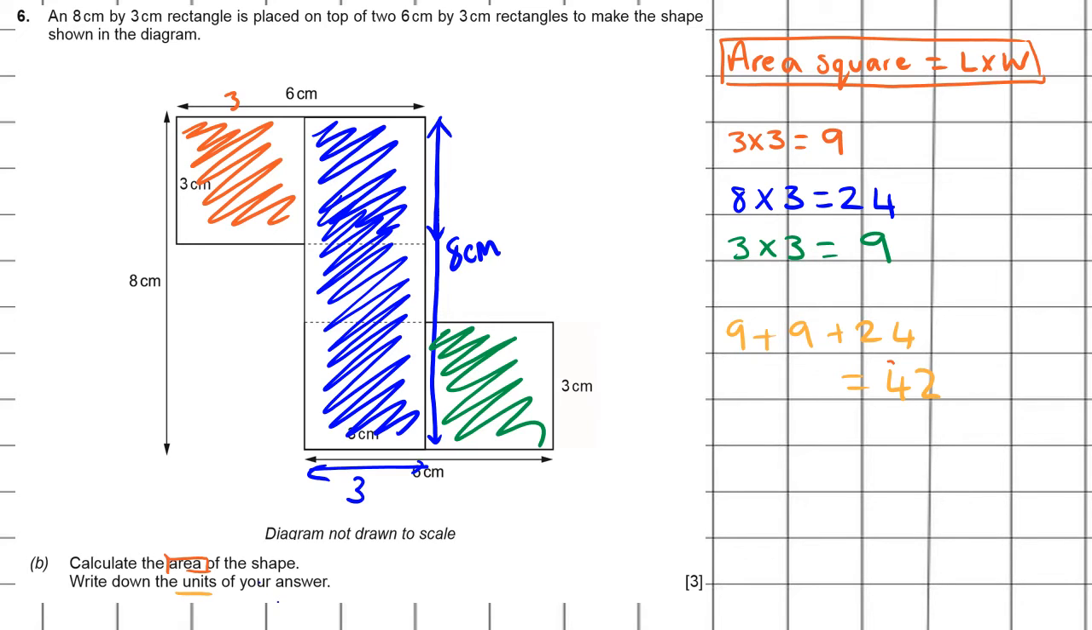Okay, now the units. Just remember to read all the questions, otherwise if you didn't put units you would lose a mark. So units for area is centimetres, but this time squared.